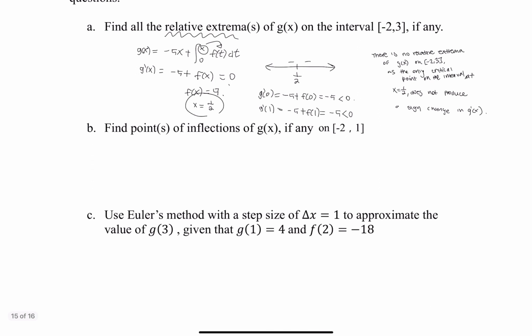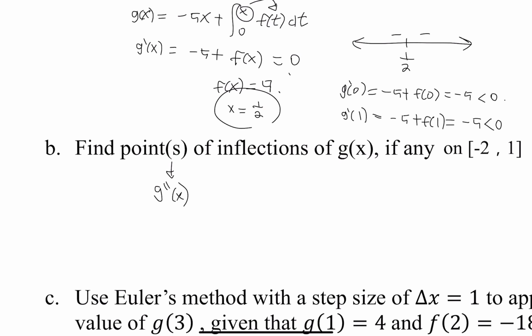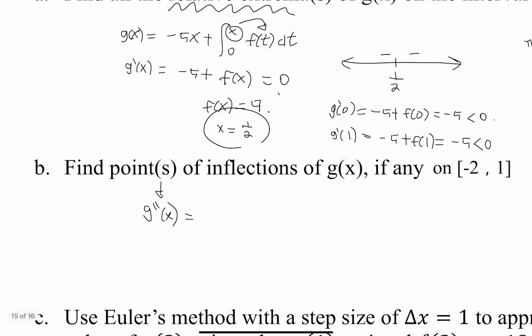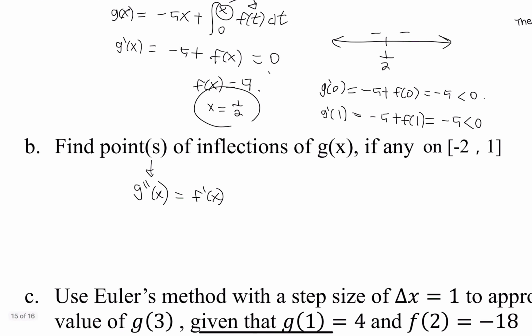Okay, and then it asks for points of inflection, which is associated with g double prime of x, right? Because of concavity. So this is where concavity changes. So let's find g double prime of x, which would not include negative 5, because it's a constant. And then just f prime of x, right? So the derivative of f of x is f prime of x. And then points of inflection is when g double prime changes signs.